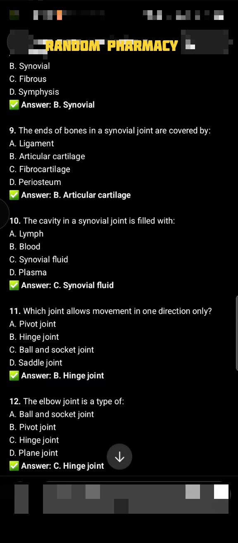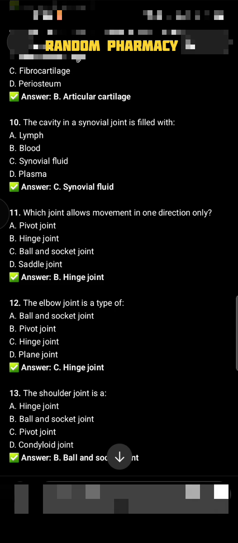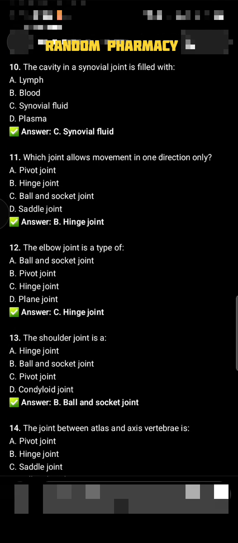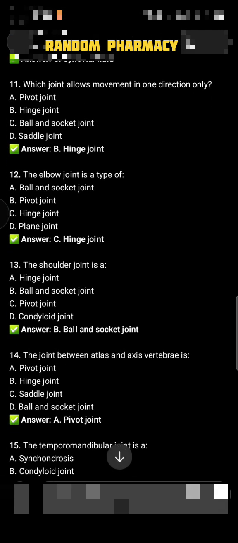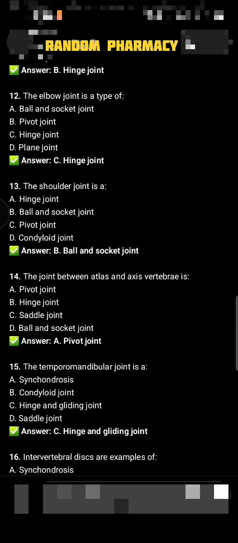The cavity in a synovial joint is filled with lymph, blood, synovial fluid, plasma. The right answer is synovial fluid. Which joint allows movement in one direction only? Pivot joint, hinge joint, ball and socket joint, saddle joint. The right answer is hinge joint. The elbow joint is a type of ball and socket joint, pivot joint, hinge joint, plane joint. The right answer is hinge joint.